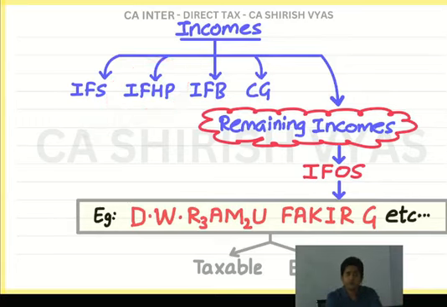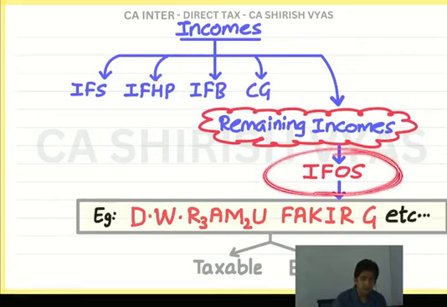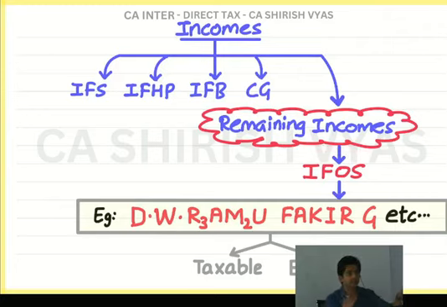You can get rent from a camera, you can get rent from plant and machinery, you can get rent from furniture. So anything other than a house, if it is giving you rent, it goes to income from other sources. Feel the word other. Other sources means other than the first four heads. So rent of a house is income from house property. Rent of another asset is income from other sources.